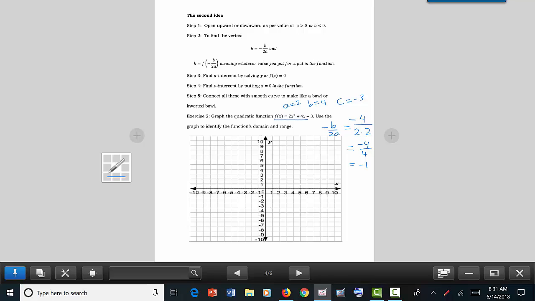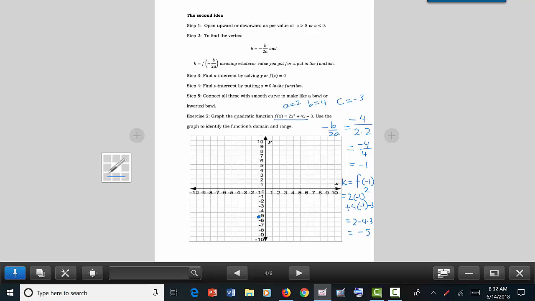After that, we have to plug back into the equation to find k. We plug negative 1 into the function. So this is 2 times (negative 1) squared plus 4 times negative 1 minus 3. So that becomes 2 minus 4 minus 3. So it becomes negative 5. So negative 1, negative 5 is our vertex. Negative 1 on this side, go down 1, 2, 3, 4, 5. So this is the vertex we can see. That's how we find the vertex.